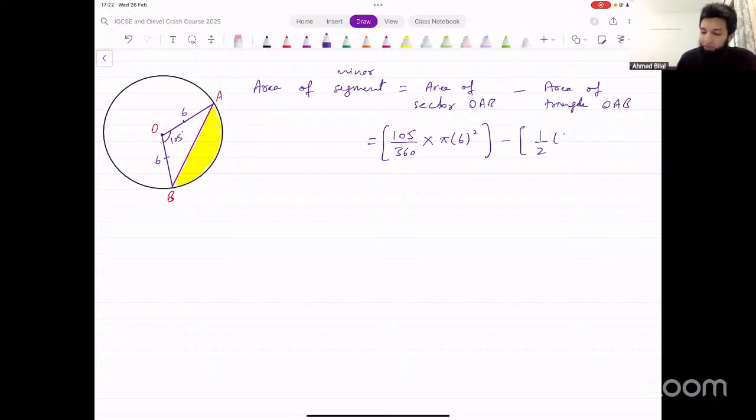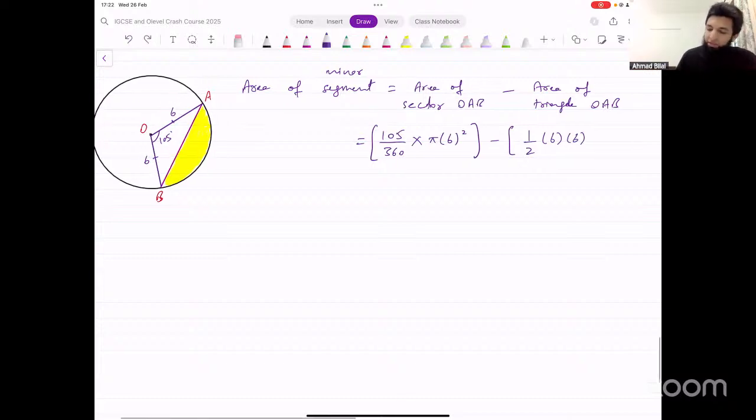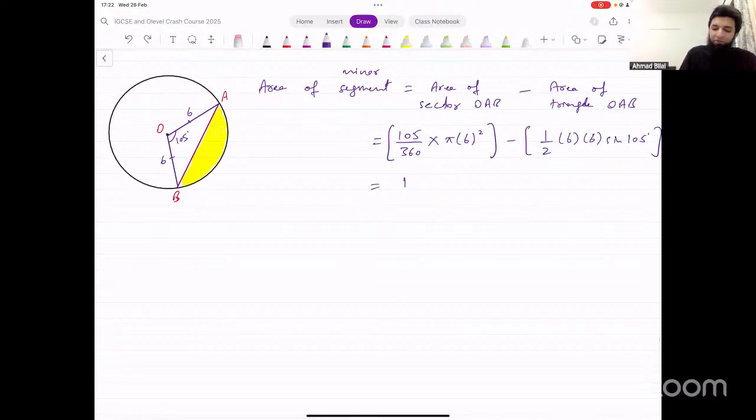So half into 6, the product of these 2 sides, into sine of the angle between them, which is 105 degrees. And that should give you the result. You can see what this is. That will be the area of this segment. Okay. So if you have to find area of this minor segment, this is how you do it. You find the area of the sector and subtract from that area of the triangle. And that gives you that required region.